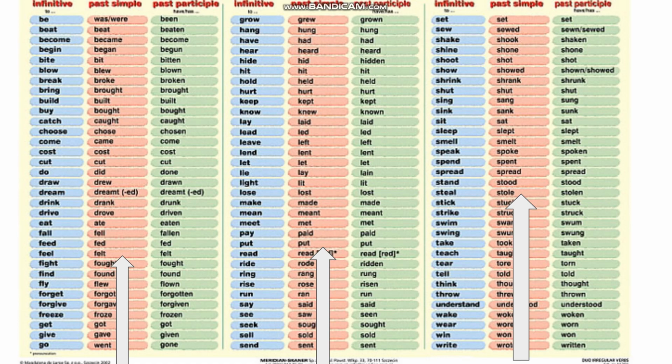If you look at the column in red here, you will find all the simple past forms of the irregular verbs here. Something you need to know by heart. Something you studied last year, something you'll have to study again, of course, if there's a test on this topic.